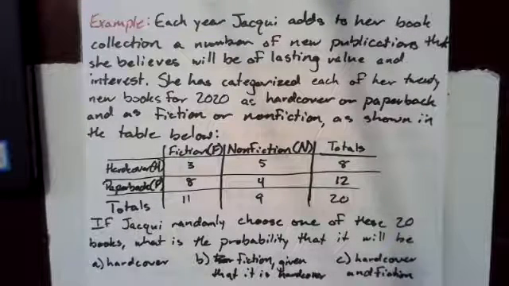For example, each year Jackie adds to her book collection a number of new publications that she believes will be of lasting value and interest. She has categorized each of her 20 new books for 2020 as hardcover or paperback and as fiction or nonfiction, as shown in the table below. If Jackie randomly chooses one of those 20 books, what is the probability that it will be A, hardcover, B, fiction, given that it is hardcover, or C, hardcover and fiction?